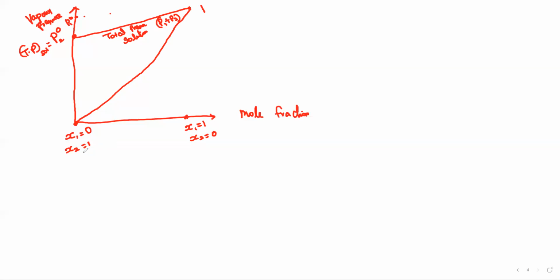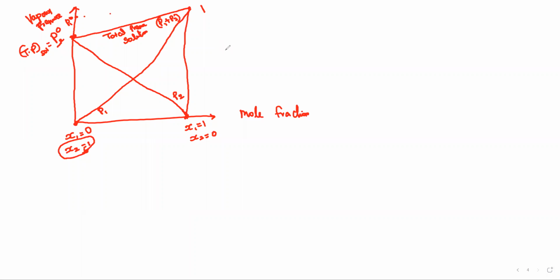If the mole fraction of the second component is 1, then the partial pressure of the second component must be equal to its vapor pressure, or the total pressure. Then if you decrease the mole fraction of the second component, automatically the graph goes like this. So this graph tells us the partial pressure of the second component. This graph tells us the partial pressure of the first component. So this is the graph which can be drawn by using the values calculated from Raoult's law.